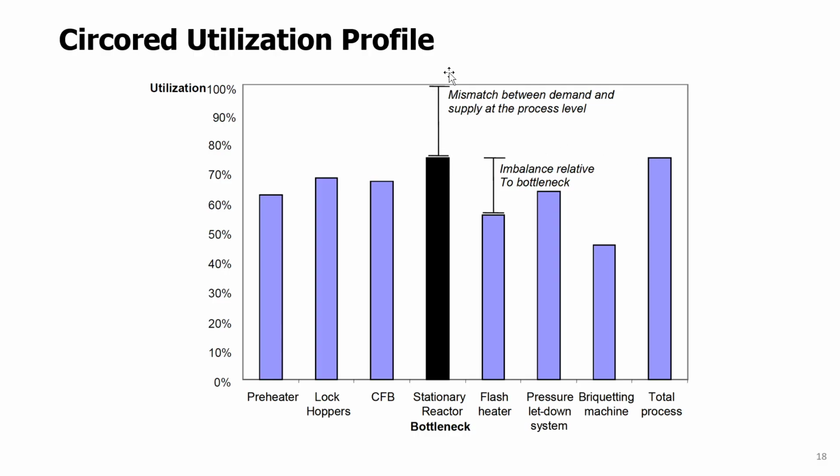We could say that this space between 75% and 100% is a kind of mismatch between demand and supply of this process. And we can also talk about an additional mismatch for all other resources than the bottleneck, because they have higher capacities, some of them much higher than others, and so they have an even lower utilization. This we could call imbalance of this resource relative to the bottleneck.